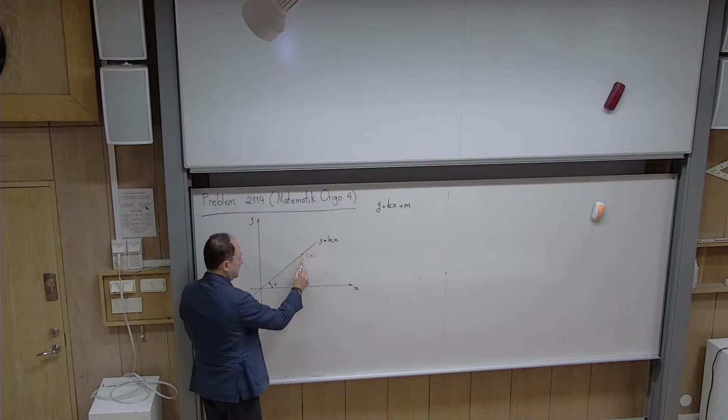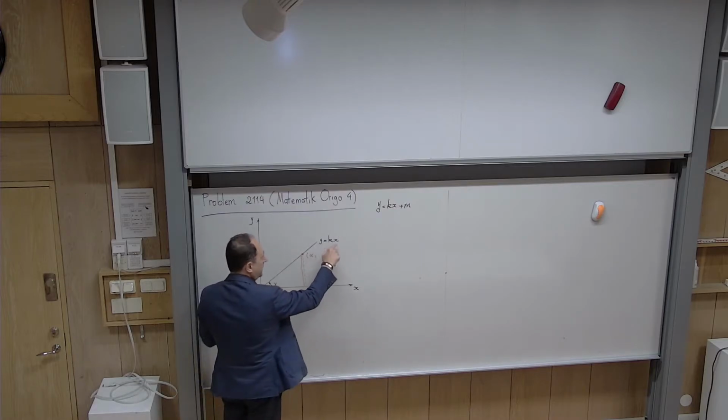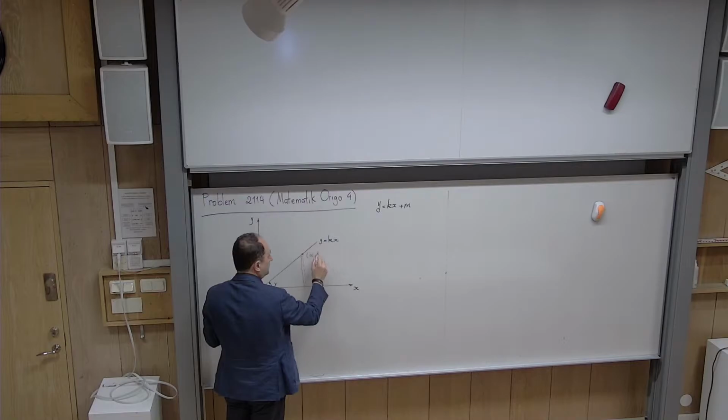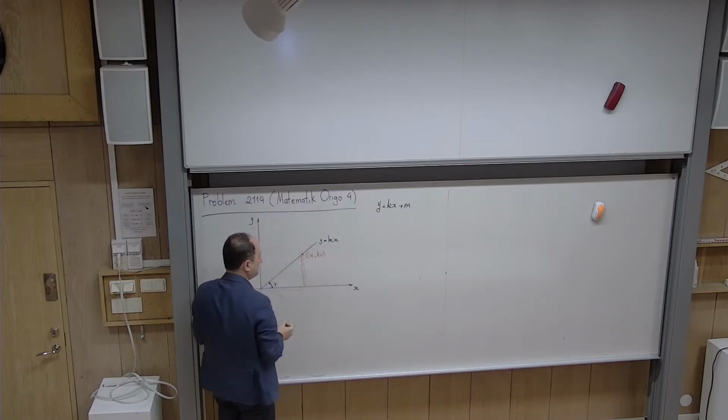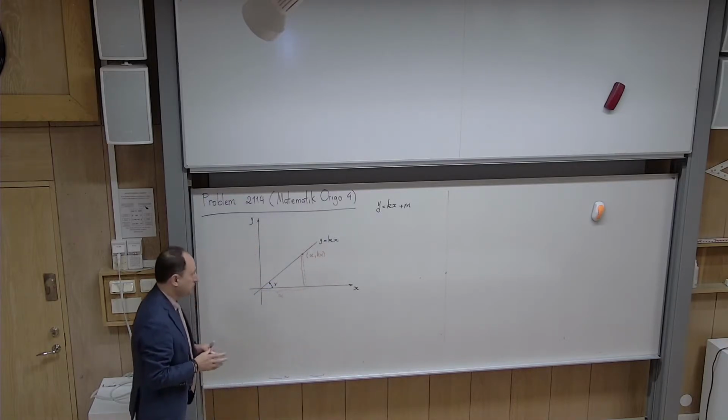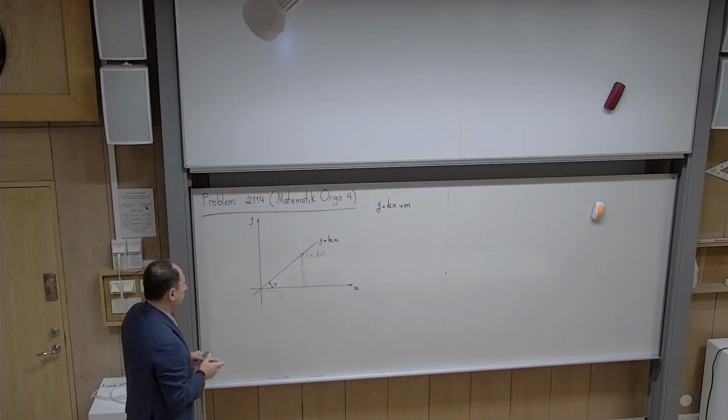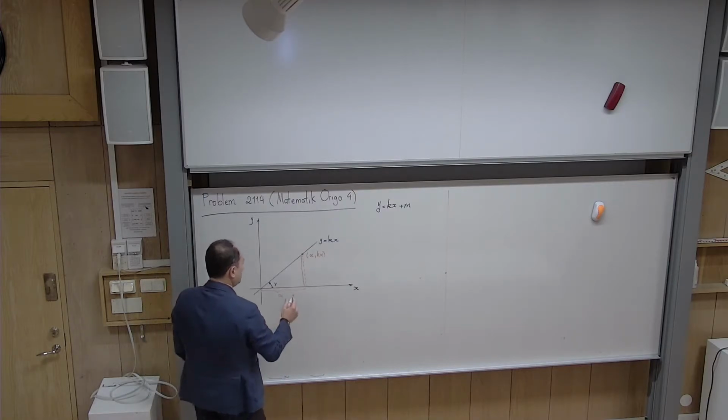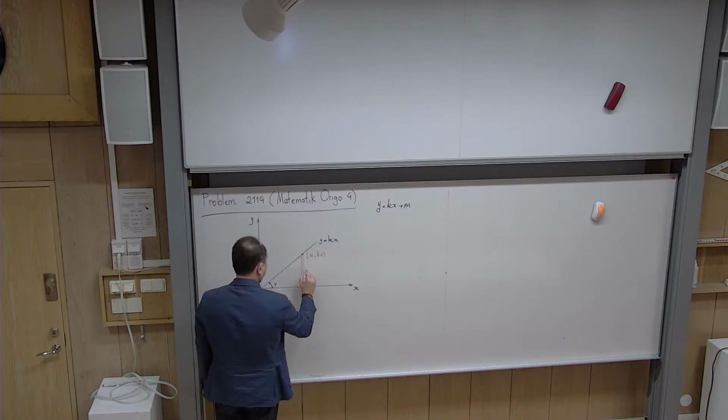K alpha. K alpha, exactly. Because this point is on the line, the coordinates should satisfy the line equation. So if the x value is alpha, I put it here, and the y value becomes k alpha. Yes? So if I write here, this is k alpha.